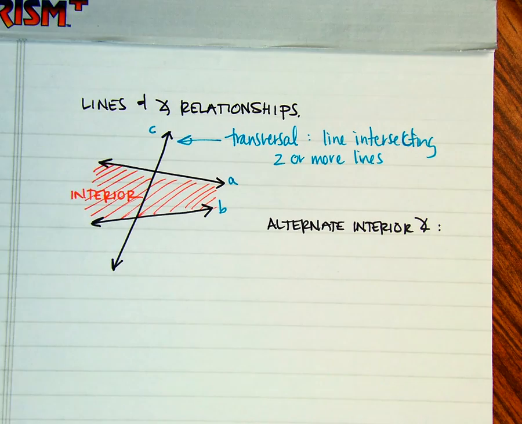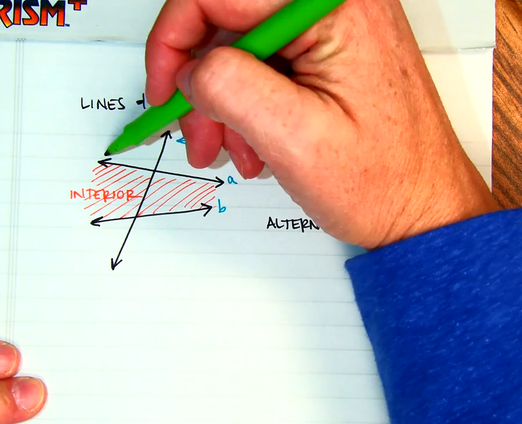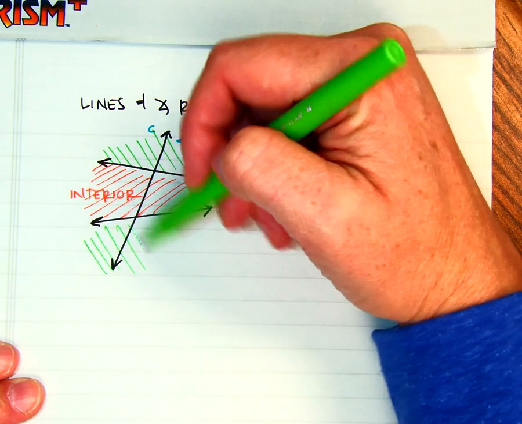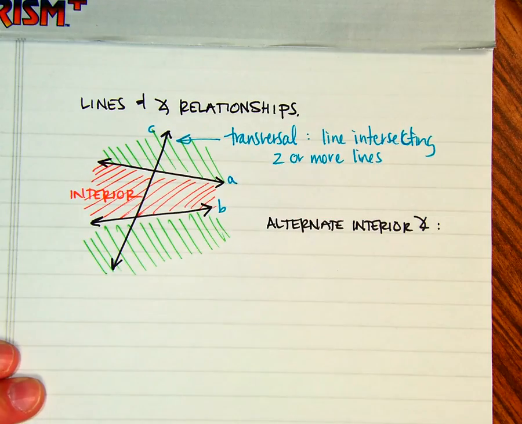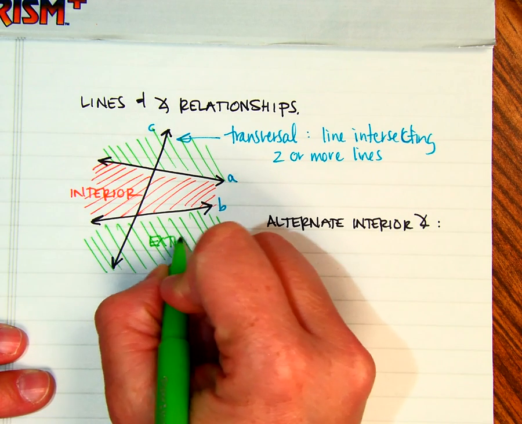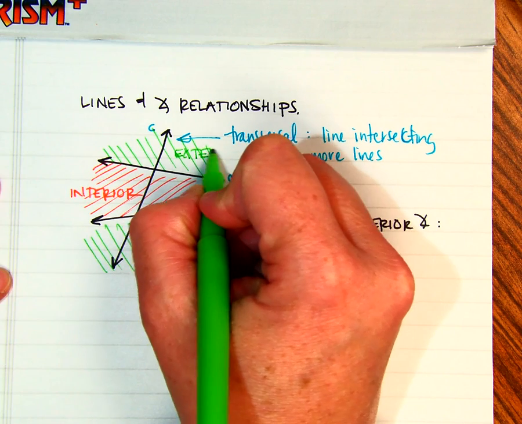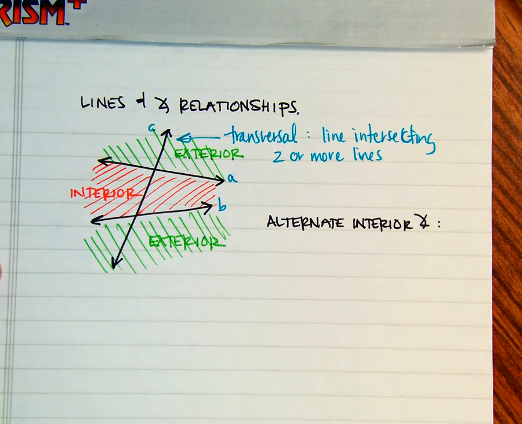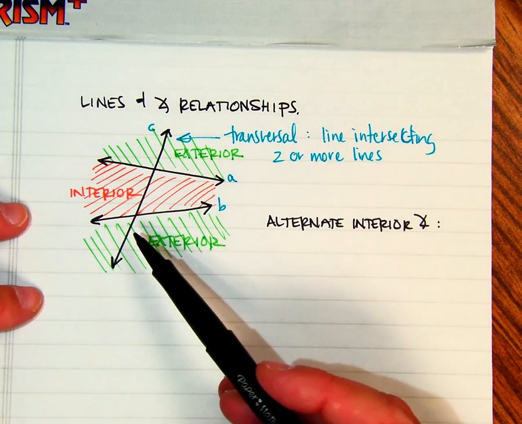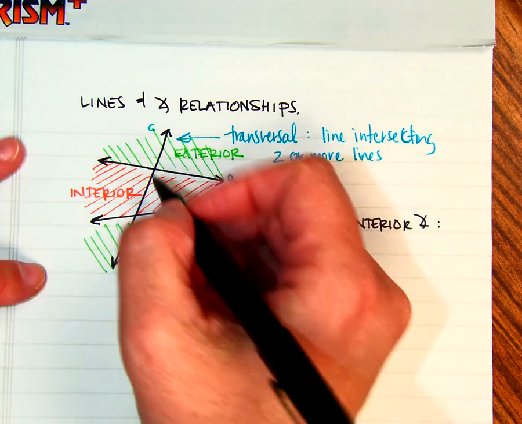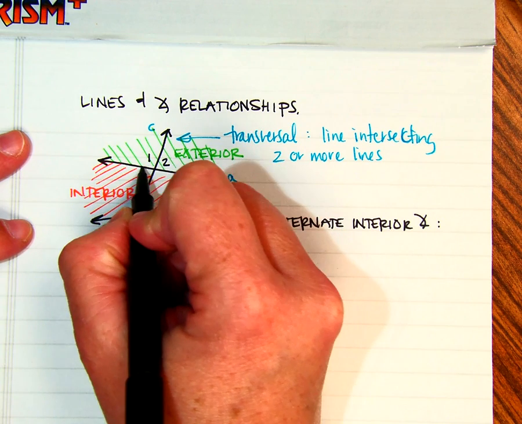And then all the stuff on the outside of the lines, the non-transversal lines, so this green area would be classified as the exterior. It is important that you know that because that's going to help you understand the vocab even better. So we have interior and we have exterior. So if I'm talking about the alternate interior angles, I know that my angles have to be on the interior. So it's going to have to be in the orange section. So I'm going to go ahead and number these so that we have something to talk about.